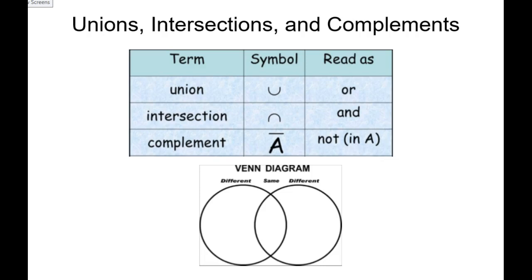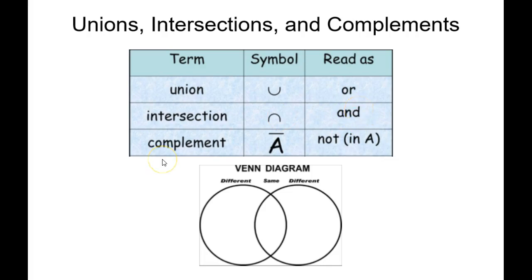To end this lesson, now we're going to talk about unions, intersections, and complements of events. So we have the term, and then we have a symbol that we're going to use to represent that term, and then how it's actually read when we discuss that term. So for a union, the symbol we use looks like a U, so it's easy to remember. That's read as OR. So whenever we have the union symbol, that means OR. The second term is intersection, which we use an upside down U to represent, and that means AND.